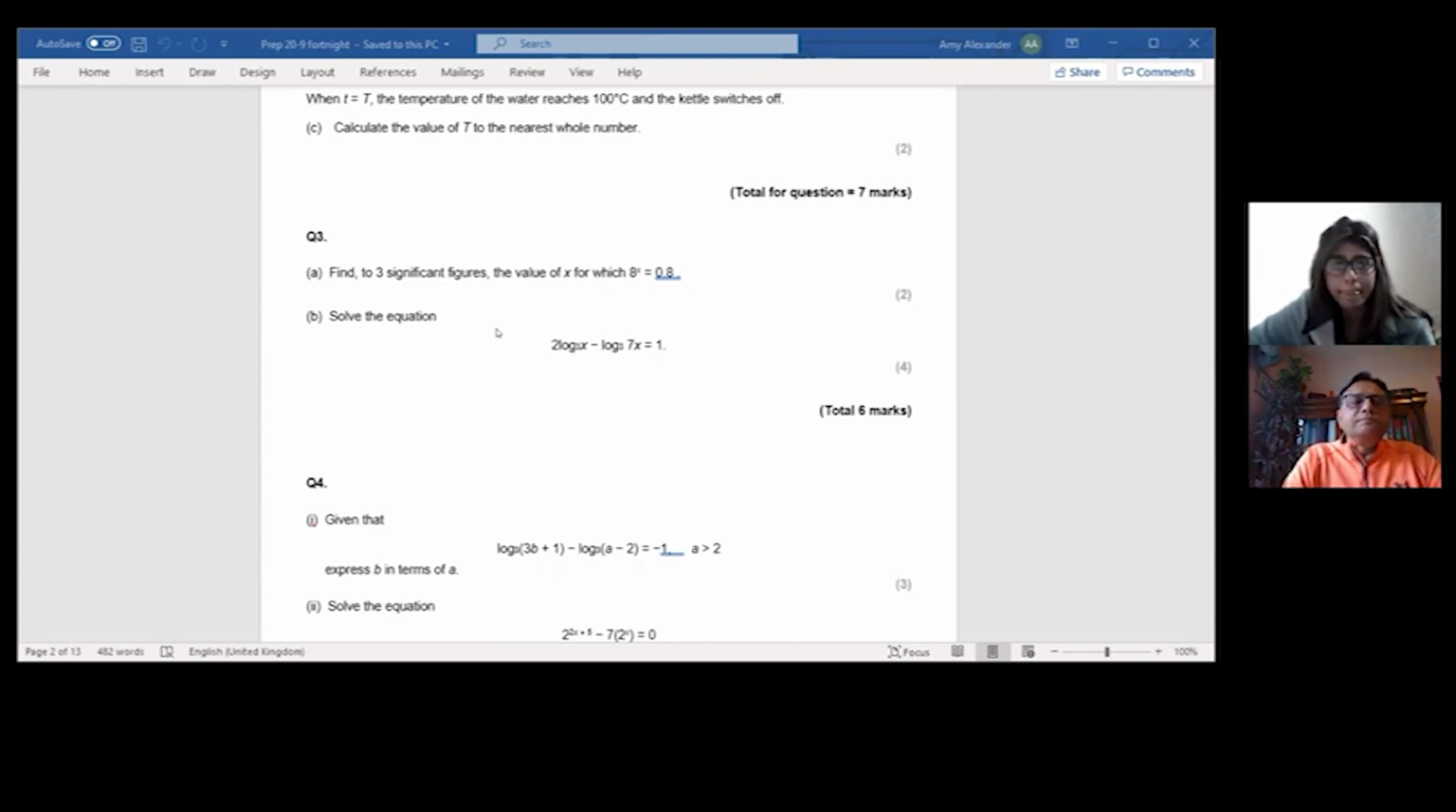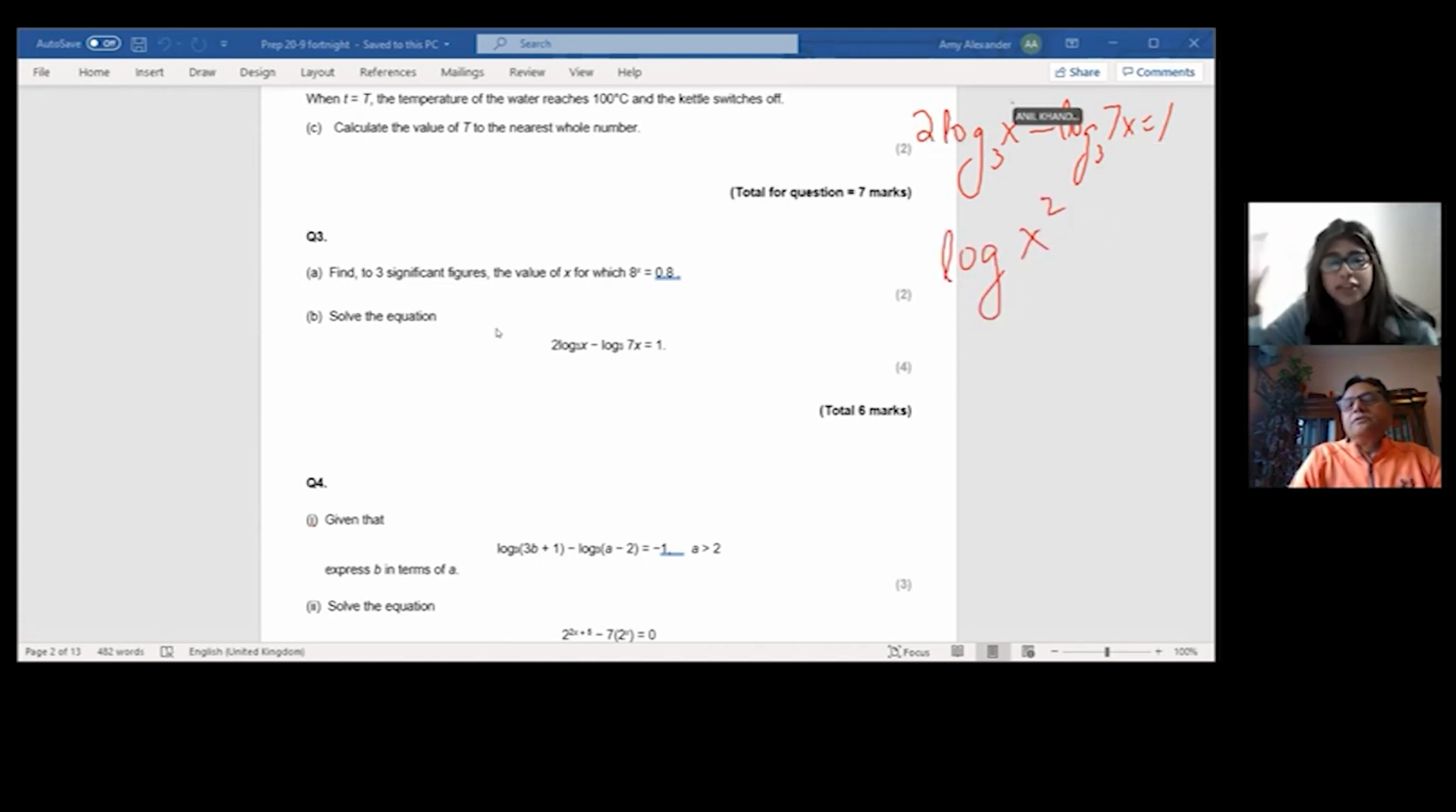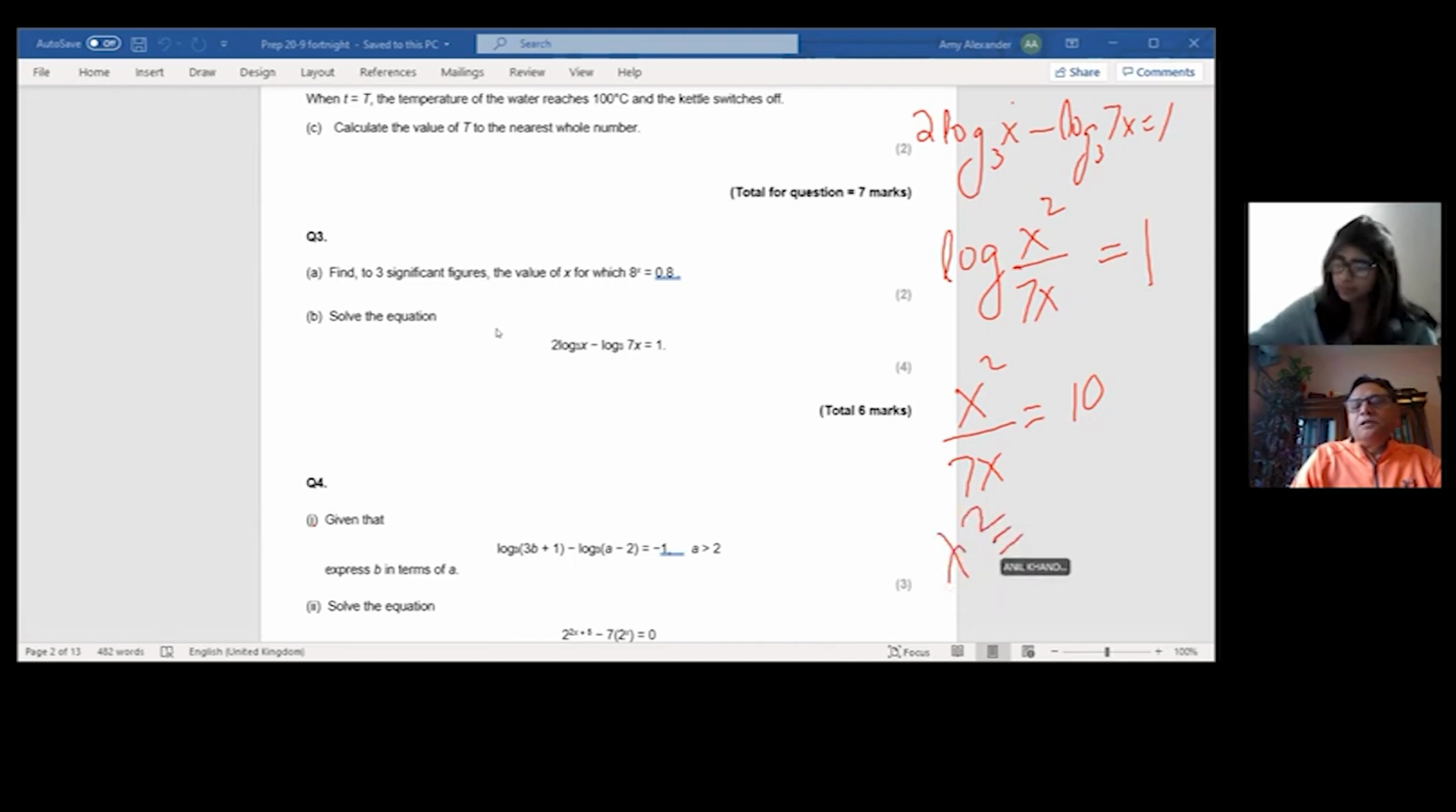Okay, and then part B, solve the equation 2 log 3x minus log 7x equals 1. Tell me how we do. So the log rules: when you subtract, you divide. So you do log of 3x squared over 7x equals 1. So this will be 9x squared over 7x, equals 1. This is to the base 10, so 9x squared over 7x equals 10 times 1. So we get 9x squared equals, cross multiply, 70x.